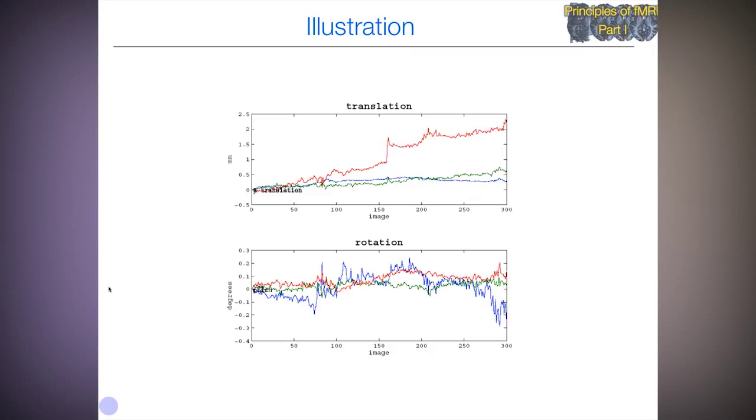And here are the results of a motion correction. Again, we have 3 translations and 3 rotations. This is showing the translations in the X, Y, and Z direction for each image when we're trying to align it to the first image, and also the 3 rotations: pitch, roll, and yaw.